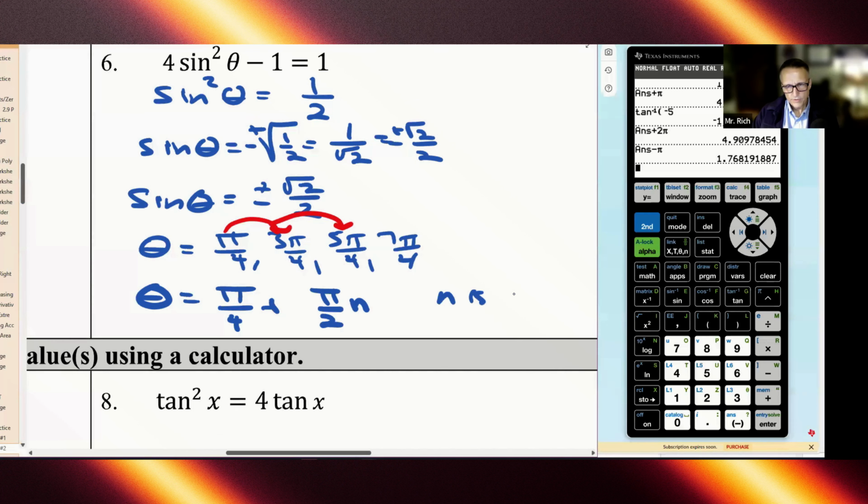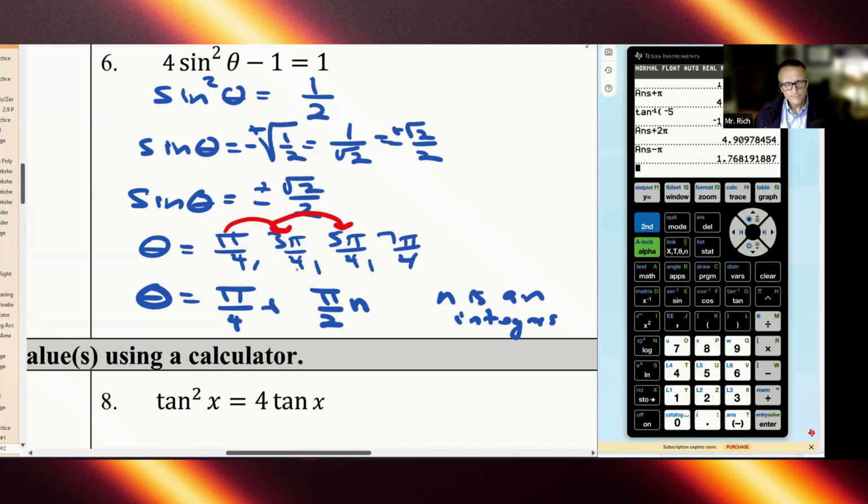n is an integer. What are integers? All positive and negative whole numbers, no fractions, right? -3, -2, -1, including 0, and then positive 1, 2, 3, 4. And there you go. So you pick an integer and stick it in for n, and that will be one of the solutions. That gives me all solutions.